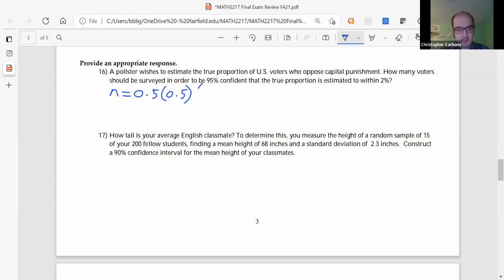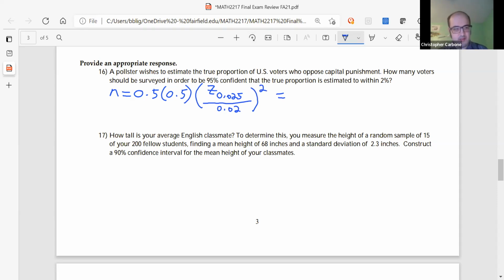times the z-score. Since we have 95% confidence, our alpha here is 5%. We divide that in half to be 2.5%. So this would be z sub 0.025 divided by 0.02 due to the within 2%. And we're going to square this.